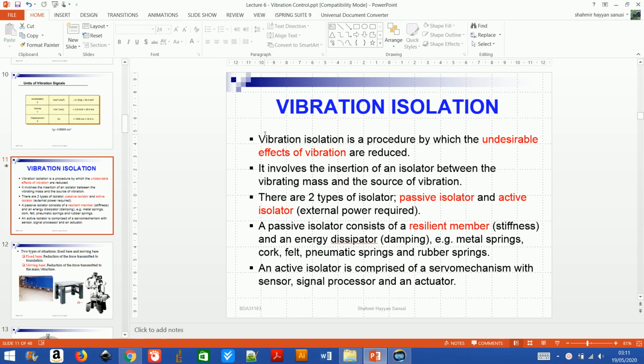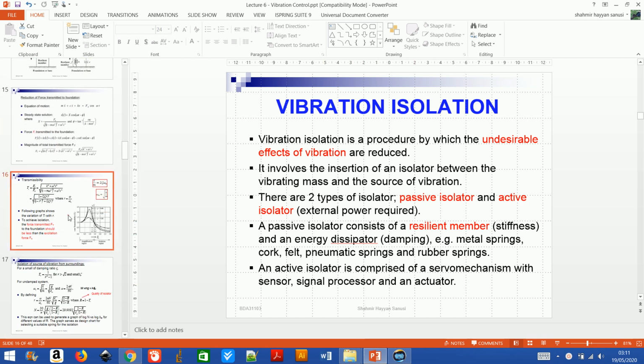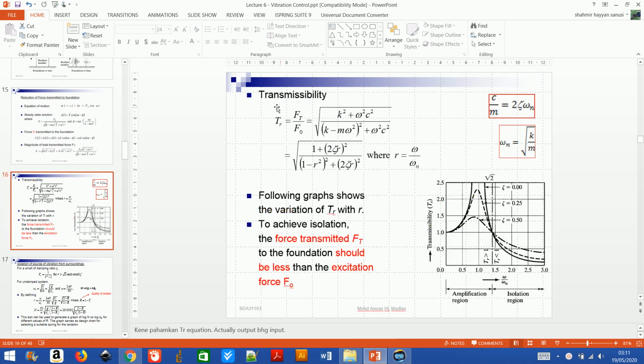So in the previous session we have looked at vibration isolation, whereby we know that in order to reduce the effect of vibration, we can use a vibration isolator. And the vibration isolator consists of resilient members where we have stiffness and also damper. We also have looked at the transmissibility ratio, which is either force transmitted over excitation force or X over Y.